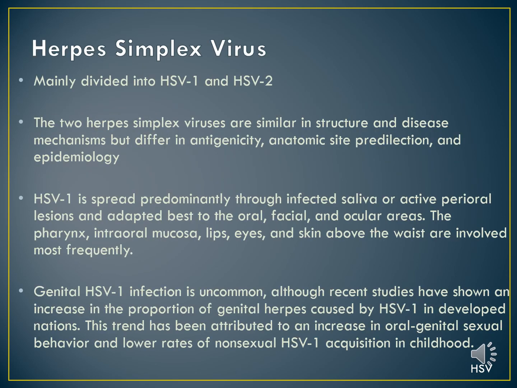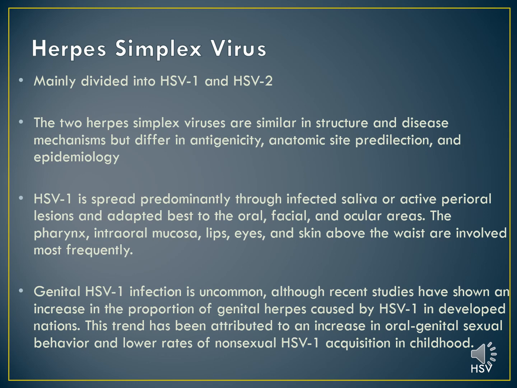Moving on to herpes simplex virus. So they are mainly divided into HSV1 and HSV2. The two herpes simplex viruses are similar in structure and disease mechanisms, but they differ in antigenicity, anatomic site predilection, and epidemiology. HSV1 spreads predominantly through infected saliva or active perioral lesions and adapted best to oral, facial, and ocular areas. The pharynx, intraoral mucosa, lips, eyes, and skin above the waist are most frequently involved.